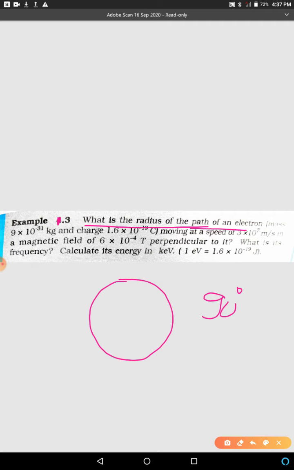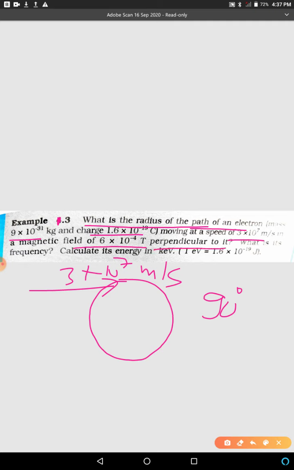Now the mass of the electron is 9 into 10 power of minus 31 kg and the charge is 1.6 into 10 power of minus 19 coulomb, moving at a speed of 3 into 10 power of 7 meter per second. So it has entered the magnetic field with a speed of 3 into 10 power of 7 meter per second; it is the velocity with which it has entered. The intensity of the magnetic field is 6 into 10 power of minus 4 Tesla.